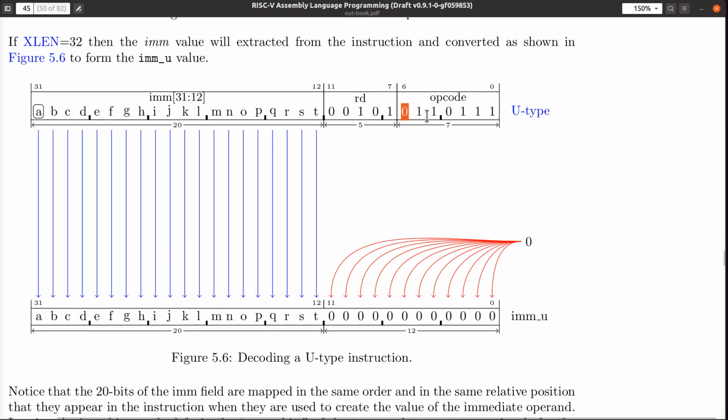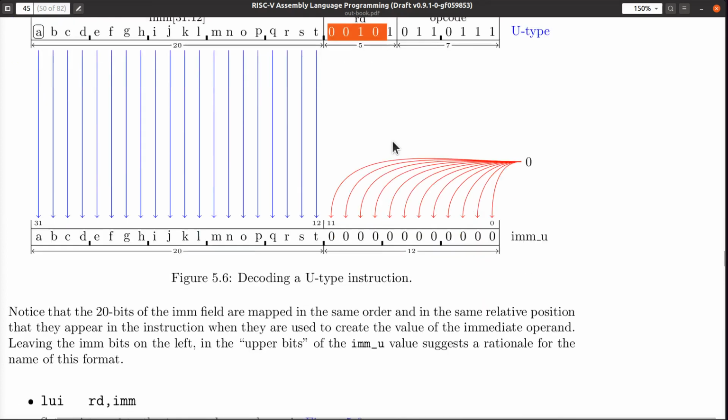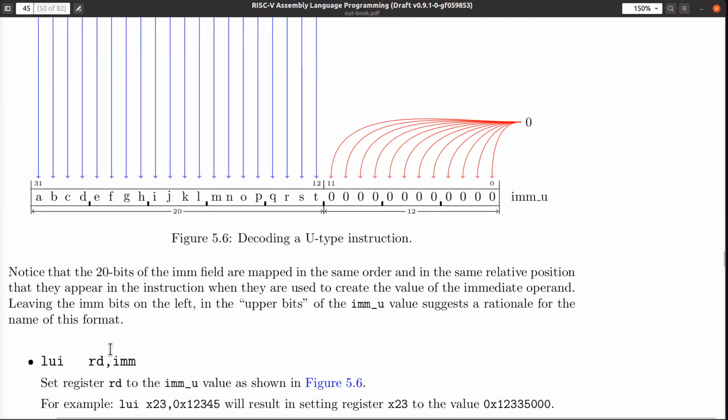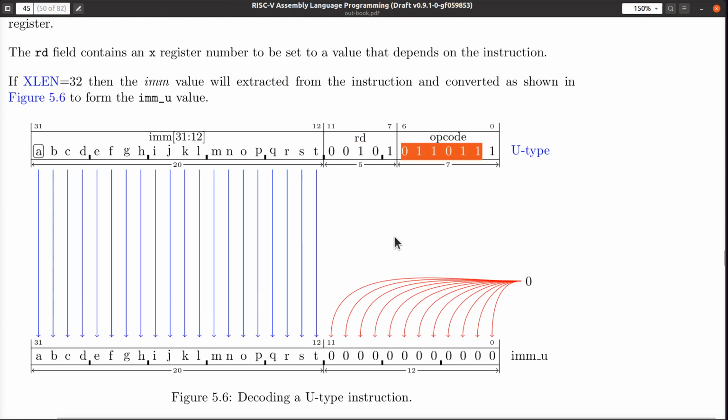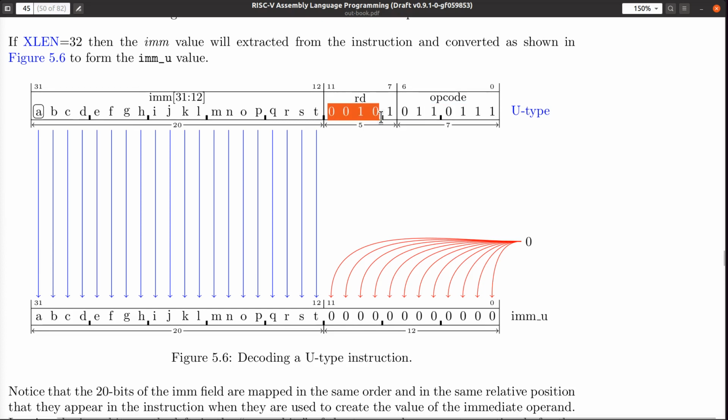Okay, so this is a LUI. We know how to get RD out of here if we wanted to print this out given a binary number. You see this opcode, you just say, oh, that's a LUI. You see this RD value right here. What is that? That's 4 plus 1.